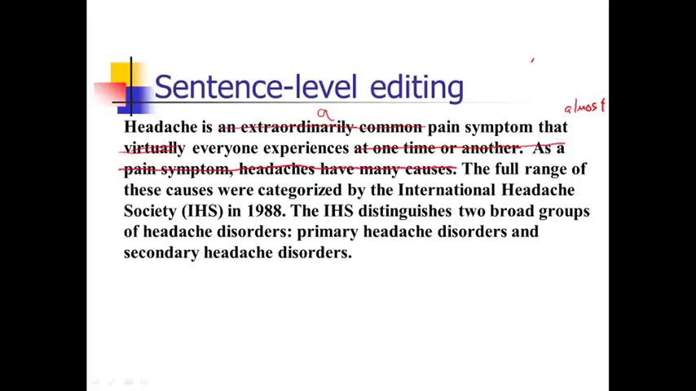They also then go on to tell you that the full range of these causes were categorized. Notice the passive voice, were categorized by. The full range of these causes were categorized by the IHS.